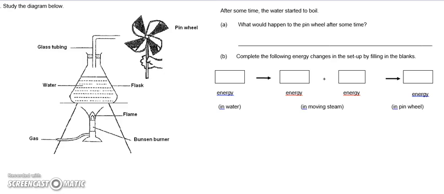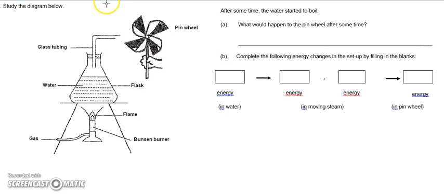Okay, so now let's look at the open-ended questions. Study the diagram below. We have a Bunsen burner with a flame, so there's a source of heat here. It's water in a flask. There's a glass tubing that leads to a pinwheel.